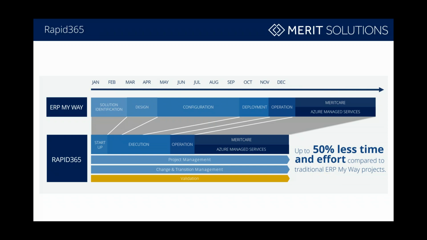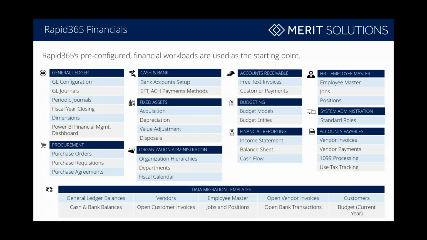What we've done is we've taken that design, configuration, and deployment phase and squished it all into a single phase called execution, utilizing our Rapid 365 methodology. So you can see in our Rapid 365 timeline, we've got a startup phase, an execution phase, and an operation phase. So instead of 5 phases, we're down to 3 phases. Certainly, you still need project management, you still need change and transition management, and you still need that validation phase that runs underneath both methodologies. So why don't you flip to that next slide.